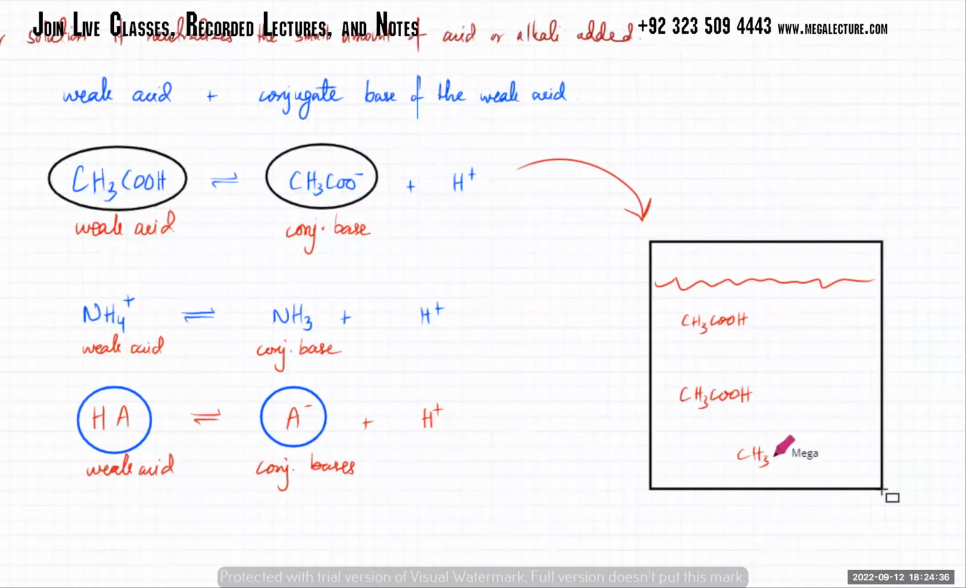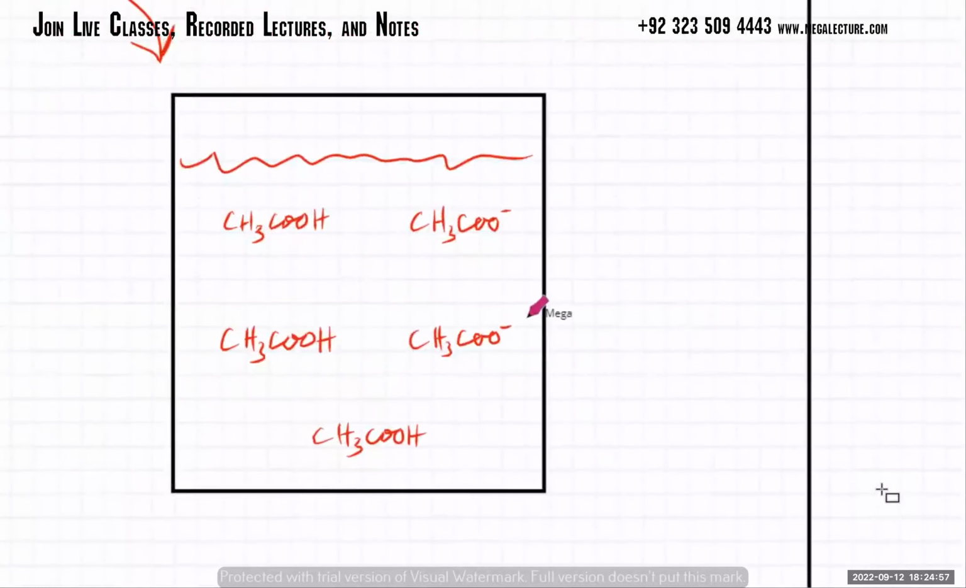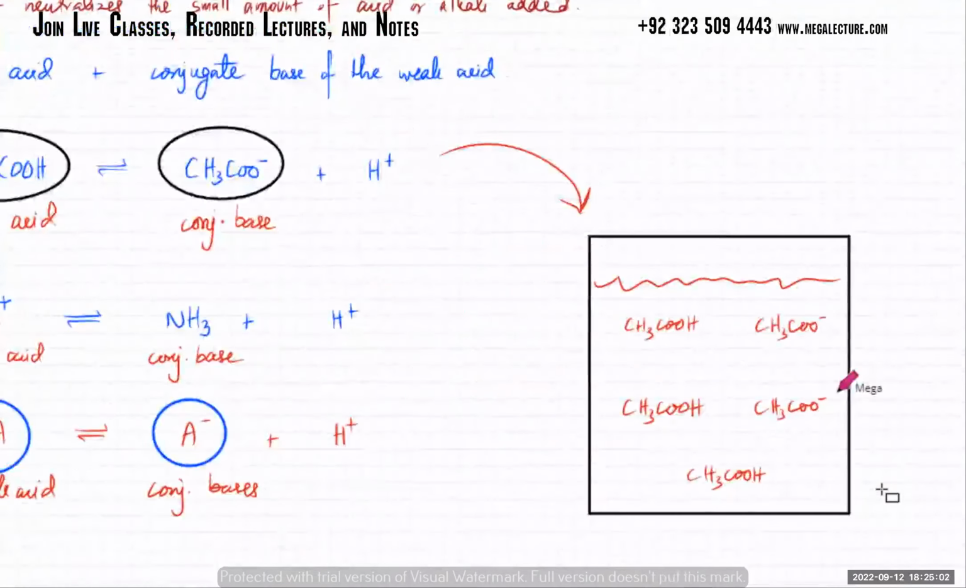And the beaker also has the conjugate base as well. So let's say there is CH3COO minus, another CH3COO minus. So this over here is your typical buffer. It's going to have both ions. It's going to have weak acid plus its conjugate base as well. So hopefully the idea is clear, what's a conjugate base.